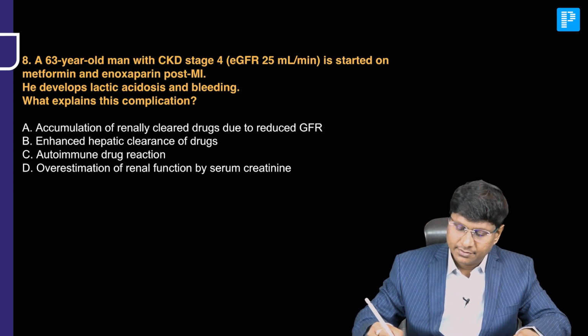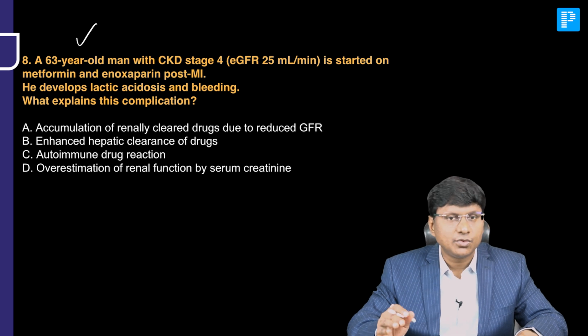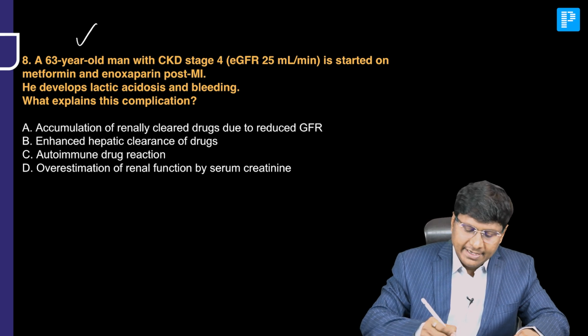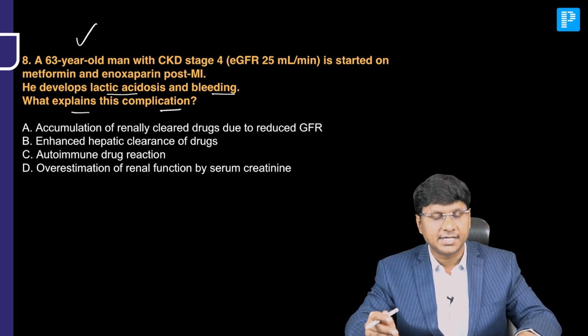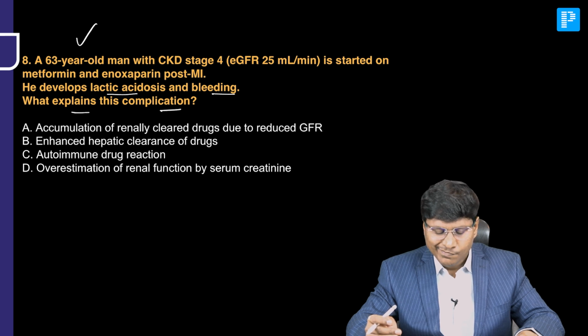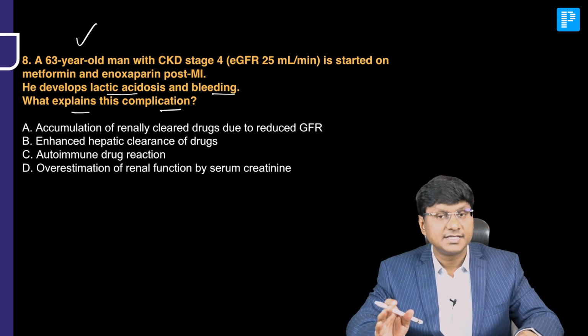Then you take the next question. 63-year-old man with chronic kidney disease stage 4 is started on metformin and enoxaparin post-MI. He develops lactic acidosis and bleeding. Which explains this complication? The options are accumulation of renally cleared drugs due to decreased GFR, enhanced hepatic clearance of the drugs, autoimmune drug reaction, then overestimation of renal function by the serum creatinine.